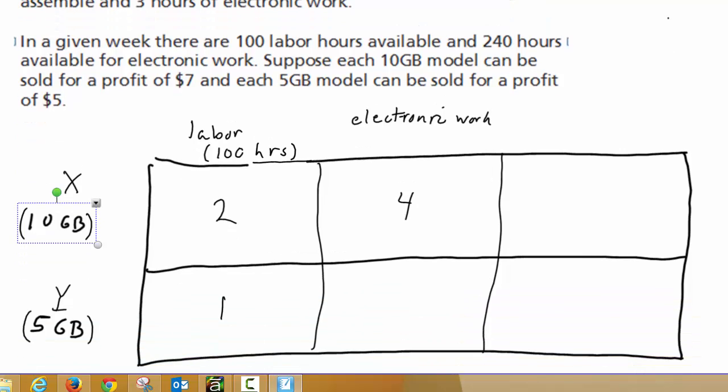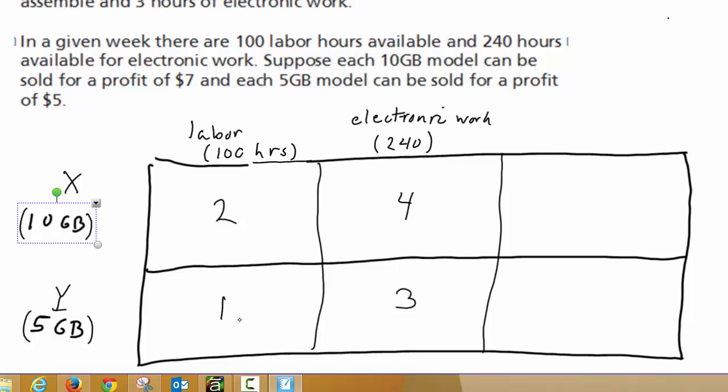So it's saying, right, that the row that corresponds to X corresponds to the 10 gigabyte model, and we're saying each 10 gigabyte model requires 4 hours of electronic work. And for Y, we see that it requires 3 hours of electronic work. How many are available in a given week? Well, 240. So you should think each of these columns is giving us a constraint, right? It's giving us a resource and a constraint.